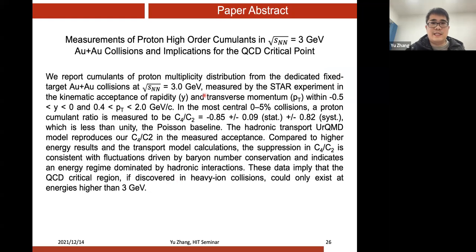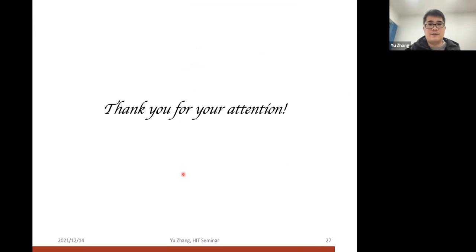This slide shows the abstract of our short paper. The title is Measurement of Proton High Order Cumulants in 3 GeV Au+Au Collisions and Implications for the QCD Critical Point. Here is the abstract. Then that's all for my slides. Thank you.